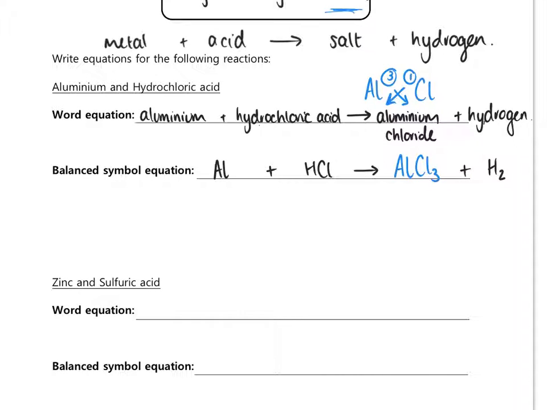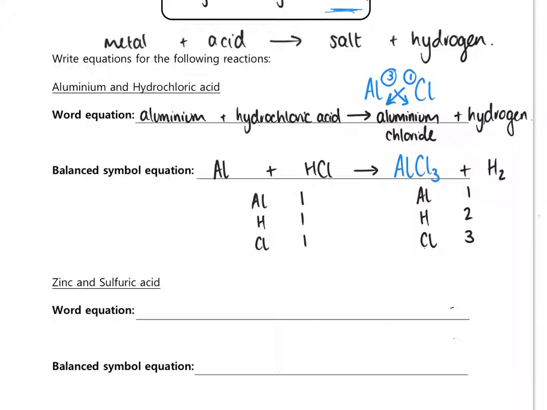Looking at this equation, you can see it's not balanced. So we need to make a list of the elements we have on both sides of the equation. We have aluminium, hydrogen, and chlorine. On the left hand side we have 1 aluminium, 1 hydrogen, and 1 chlorine. Over on the right hand side we have 1 aluminium, 2 hydrogens, and 3 chlorines.